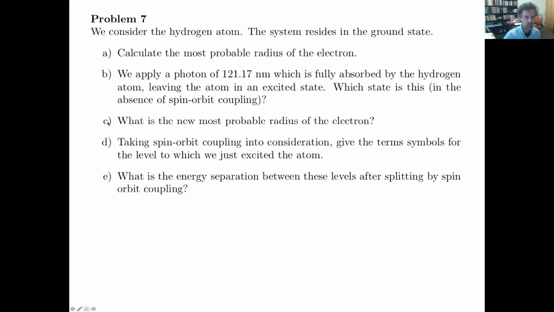Okay, so that was the answer to question C. Then D: take spin-orbit coupling into consideration and then give the term symbols for the level to which we just excited the atom. Okay, so we have to take into consideration that there's spin-orbit coupling. That's one.